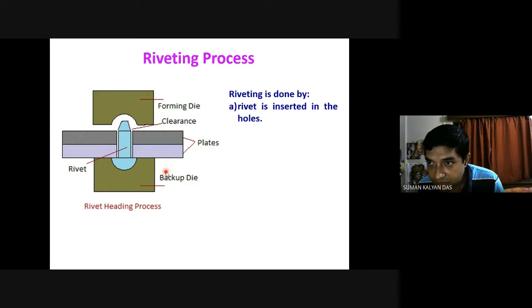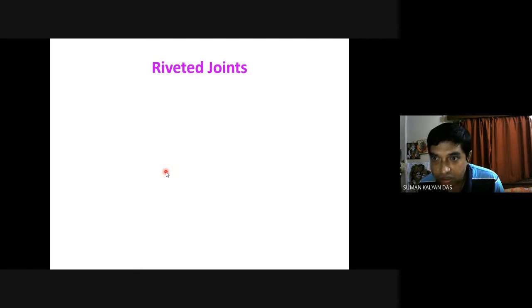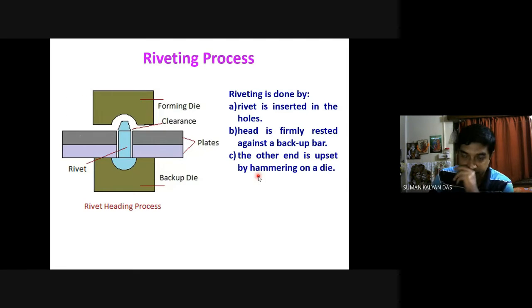I guess I am having that picture. Oh, unfortunately I don't have. I should have put a picture where the other side is also visible. So I guess you could understand.